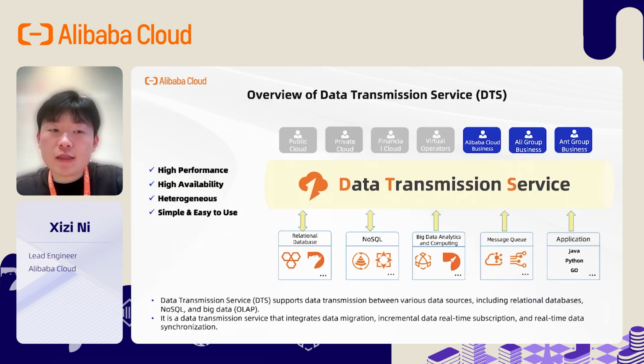Data Transmission Service, DTS, is a high-performance cloud service that provides data migration, real-time data subscription, and real-time data synchronization. DTS supports over 20 database types, including relational databases like PolarDB, NoSQL like Tair and Redis, and analytic databases like AnalyticDB. And you can use our Java, Python, and Golang SDKs to build your own application that receives real-time updates whenever the data changes in your source database.